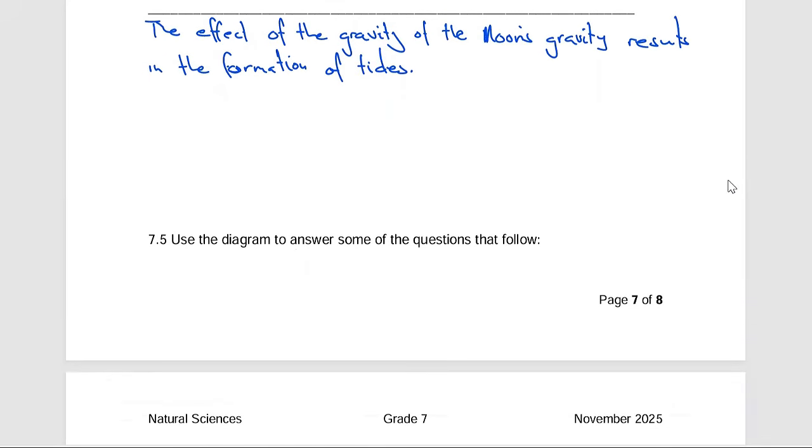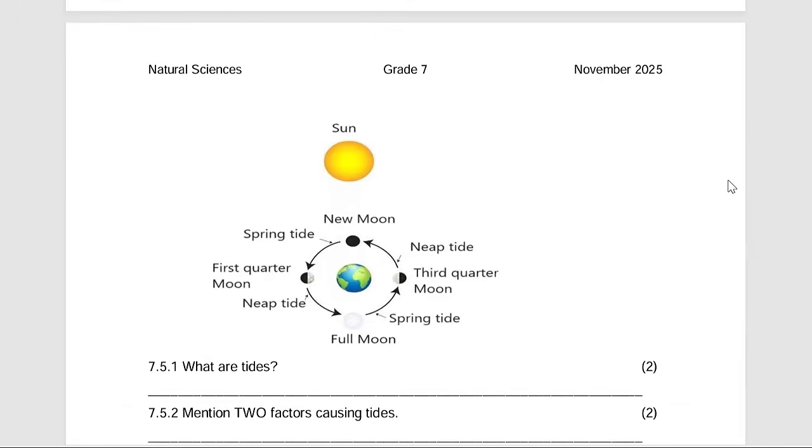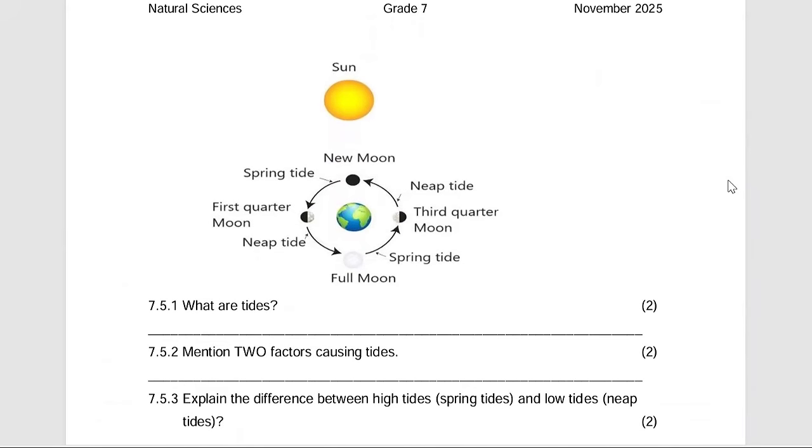Then moving on to 7.5, they're saying use the diagram to answer some of the questions that follow. We're given the sun, the new moon, and how it rotates. So we've got a spring tide, the first quarter moon, the nip tide, full moon, spring tide, a third quarter moon, and then a nip tide, as it rotates there.